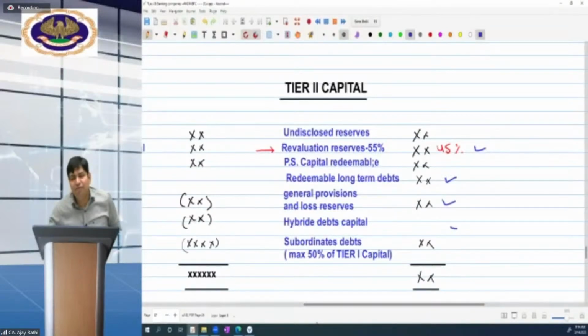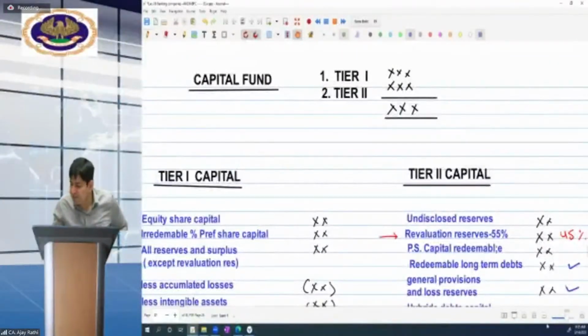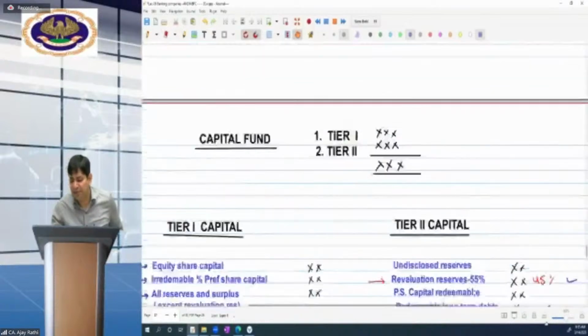Now, redeemable long-term debts, general provisions. These are the prescribed format given by the norms, which we have to learn. In the question, we will be finding undisclosed reserve, which will come into Tier 2 capital, and revaluation reserve; then we will multiply by 45% and consider it here. Redeemable long-term debts, yes, those will also be considered here. Next, general provision and reserve, general reserve, etc. Okay, beta. Hybrid capital, subordinate debts. Subordinate debts will be considered at maximum 50% of Tier 1. So, beta, in this way, you will be finding the capital fund, and that must be at least 9%. The formula is there.